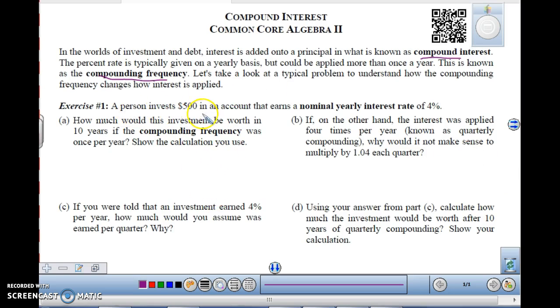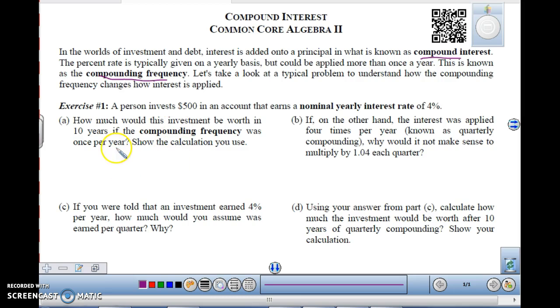Okay, a person invests $500 in an account that earns a nominal yearly interest rate of 4%. So basically they get 4% a year on their account. So how much would this investment be worth in 10 years if the compounding frequency was once per year? Show the calculation you use.